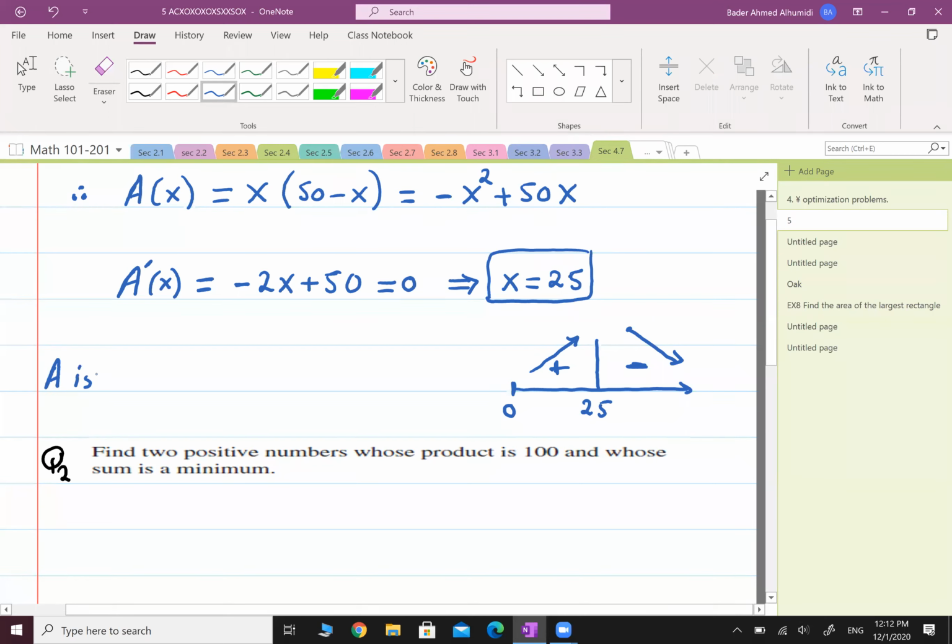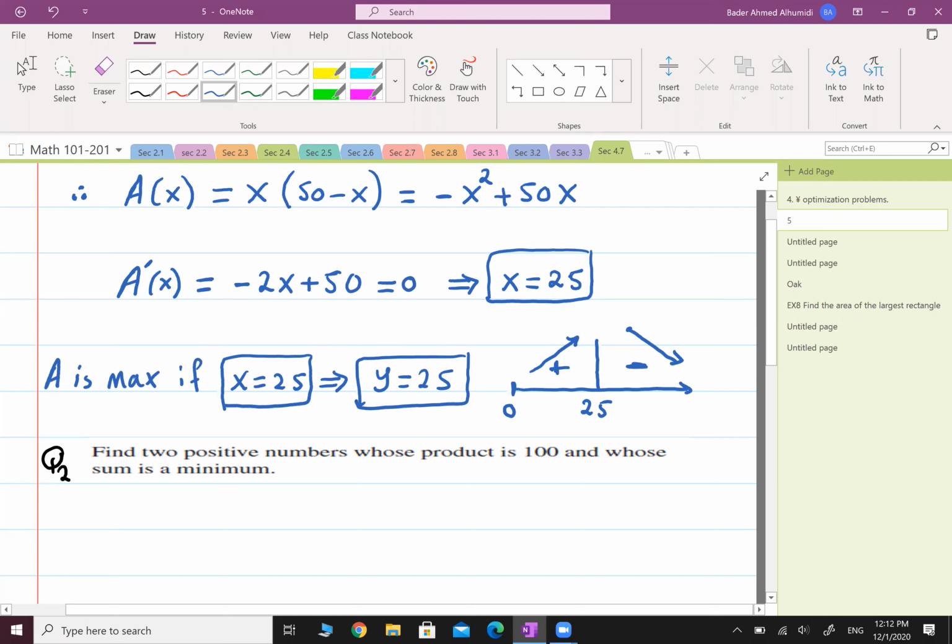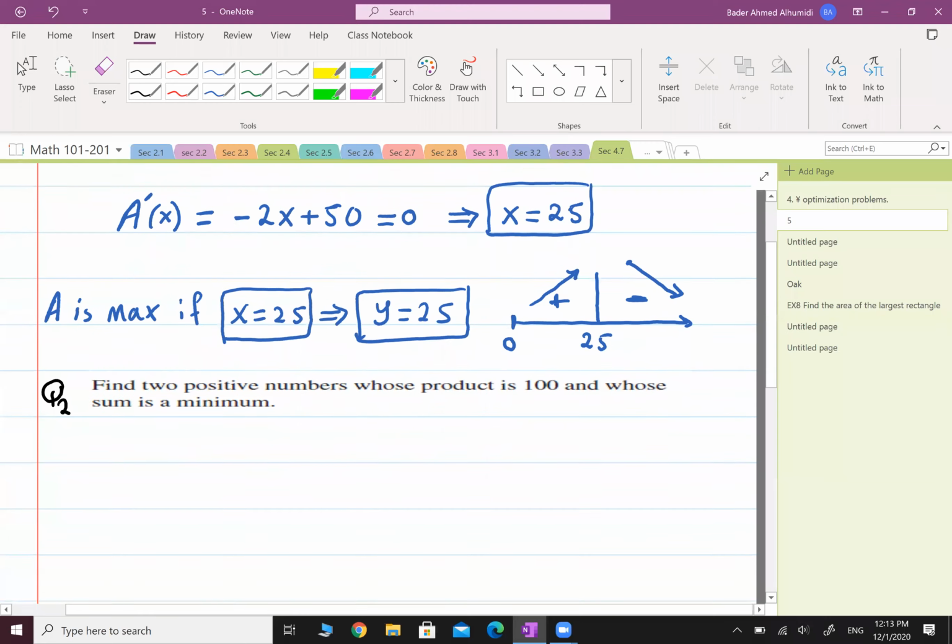The area is maximum if x equal to 25, and this implies also y will be equal to 25. In other words, the rectangle will be just a square of length equal to 25. Sometimes in the final they will ask you to find the maximum area. What is the maximum area? Of course 25 times 25. That will give me the maximum area possible with the dimensions given in the exercise.